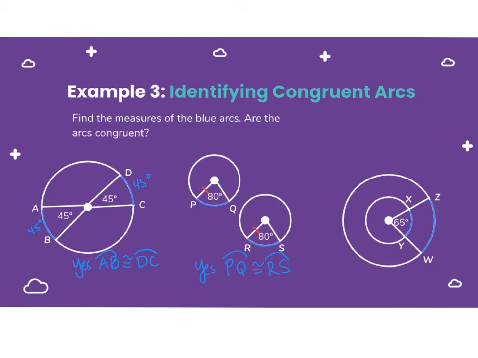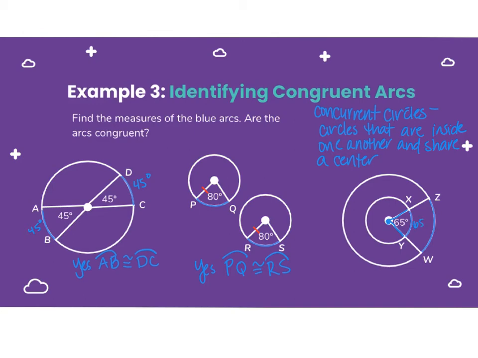And then last but not least, we have this circle inside another circle. And anytime you have a circle that's inside another circle and they share a center, those are called concentric circles. So if this smaller circle has the center right here, and that angle here is 65, then the arc XY would also be 65.